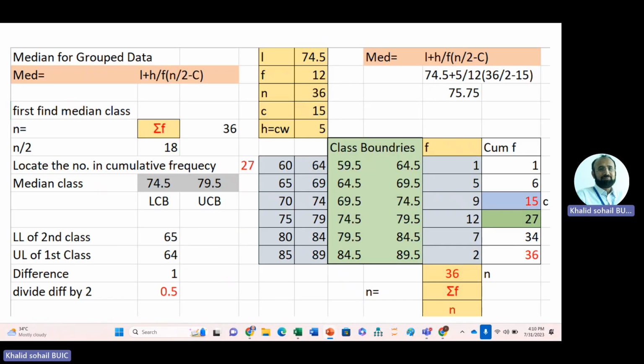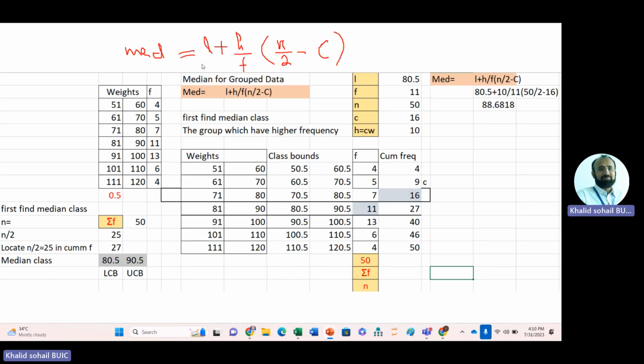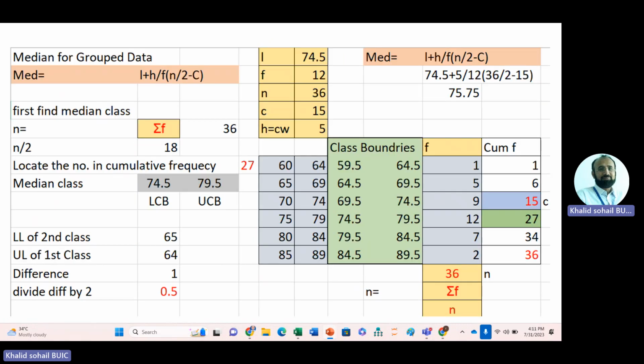Now for grouped data, we usually use this one: median equals lower bound plus class width divided by f, multiplied by n divided by 2 minus c. Now to understand this formula, we should have some information about grouped data.